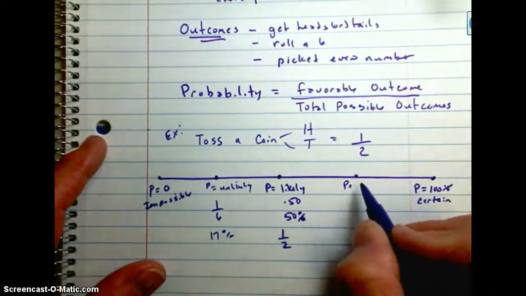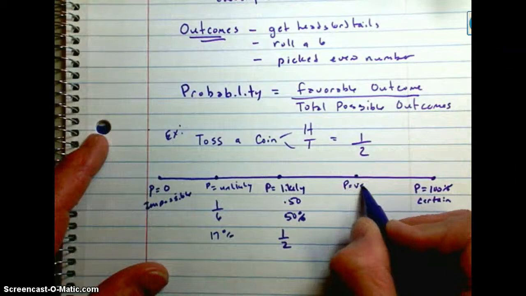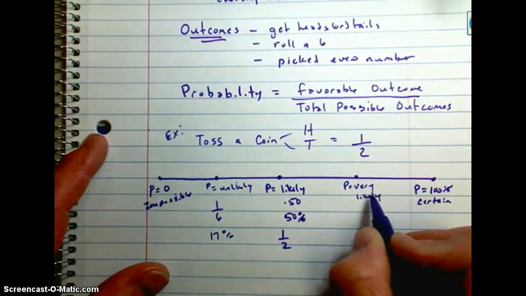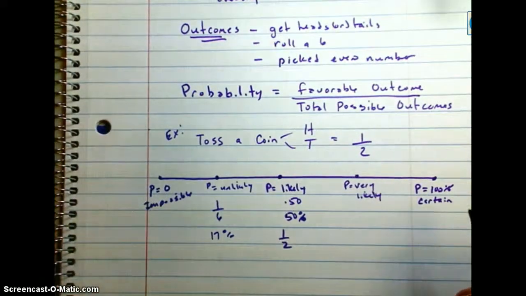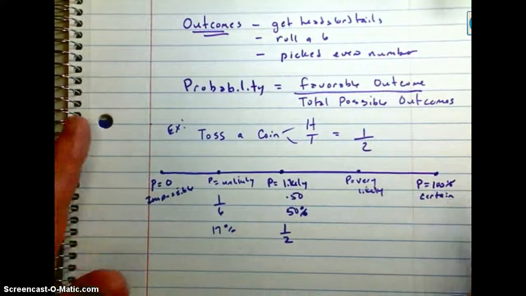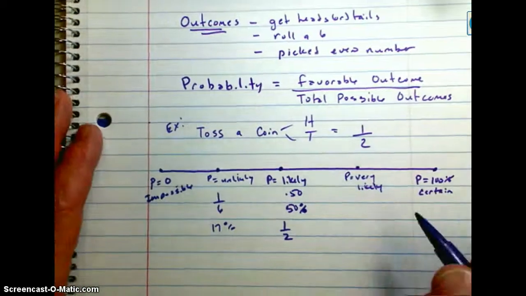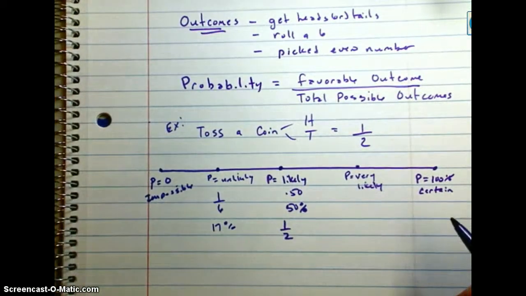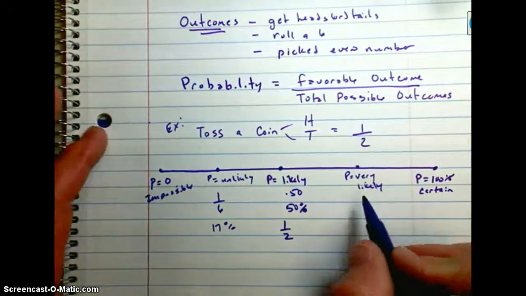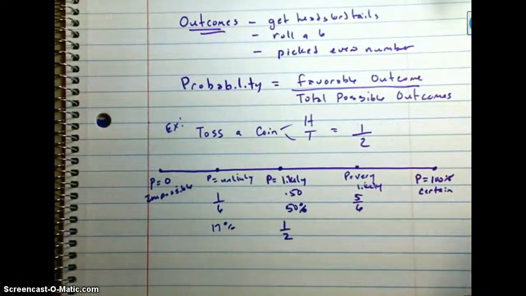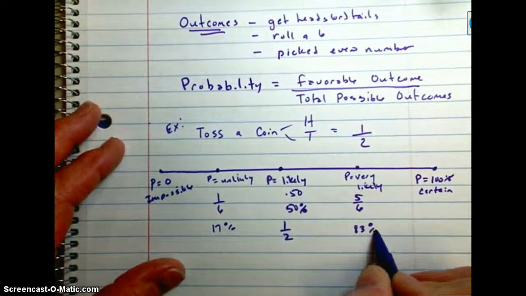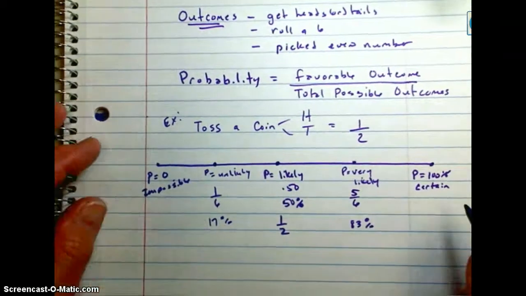And then up here, if we have something whose probability is very likely to happen, we're talking about something that is almost certain, but not quite. Let's say you roll the dice and you wanted to get a number that was 1, 2, 3, 4, or 5. Chances of that would be very likely. So you'd have a 5 out of 6 chance of rolling a 1, 2, 3, 4, or 5. And this is 83%, so that's a pretty high percentage, and so it's very likely that might happen.